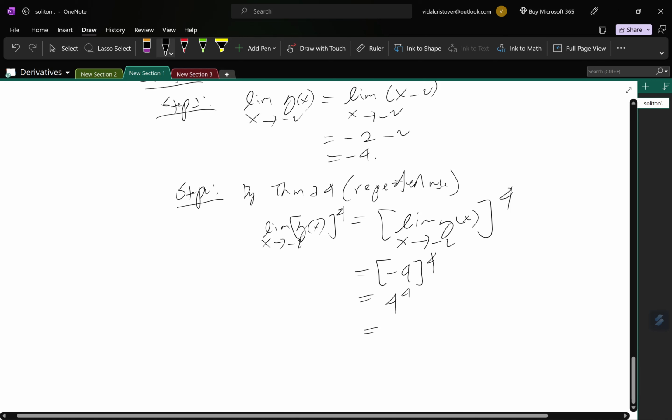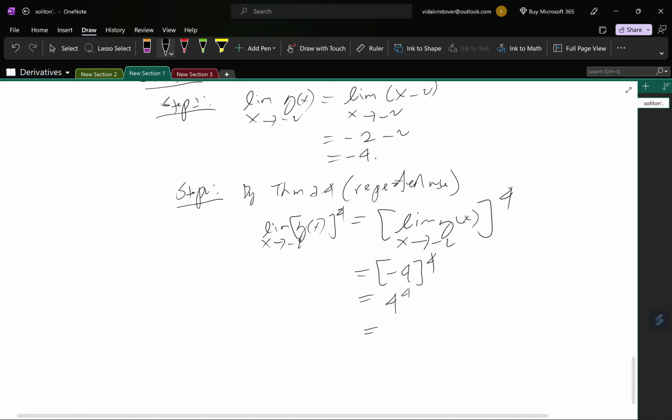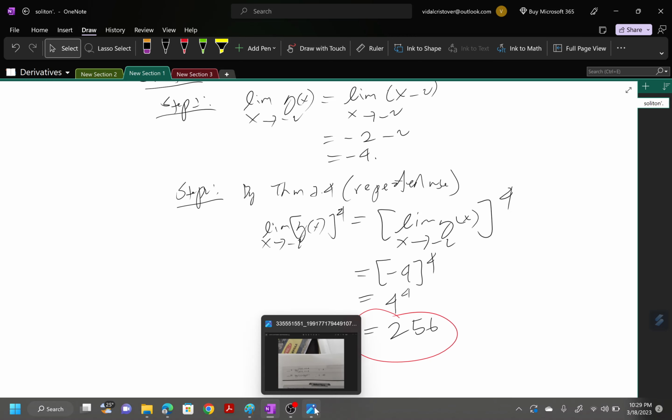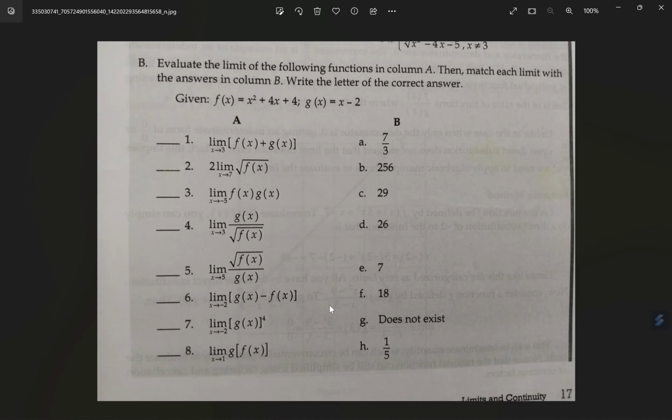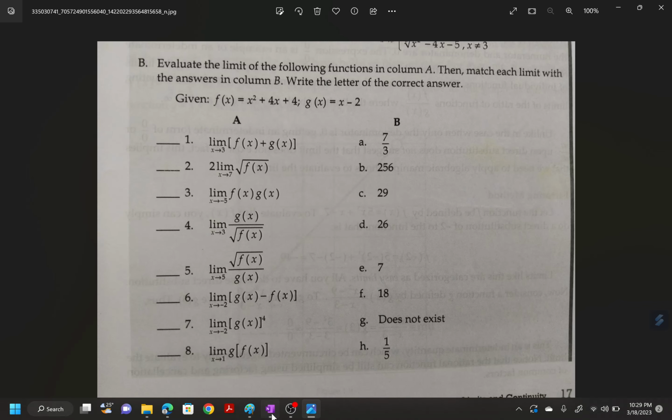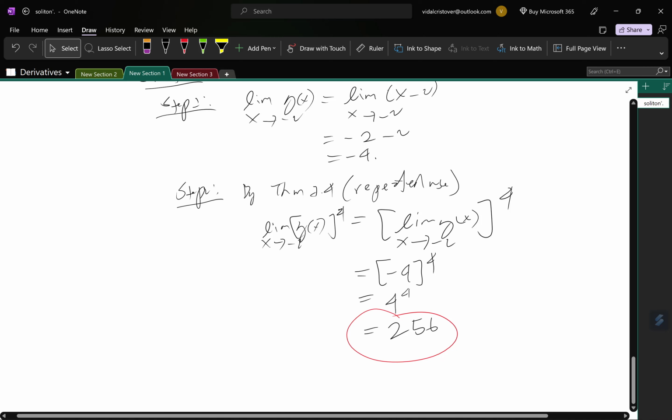And then 4 raised to 4 is, I don't know, 16 times 16? So, let's just use the calculator. 4 times 4 times 4 times 4 is equal to 256. So, let us see if the number 256 is among the choices. In fact, it is 256, which is letter B. So, that is letter B. The solution is letter B, 256.